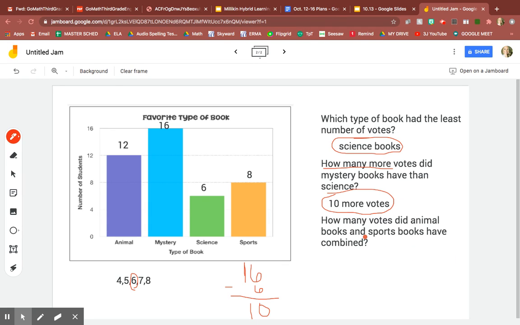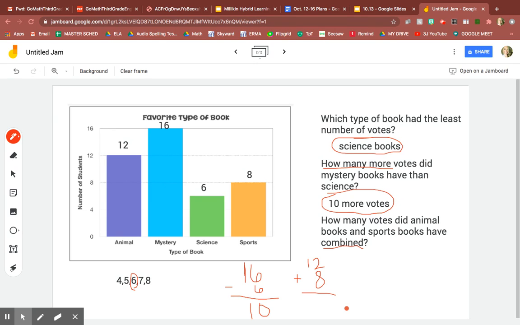And our last question: how many votes did animal books and sports books have combined? Combined tells me I need to add. So animal books and sports books. Animal books got 12 votes and sports books got 8 votes. So I need to do 12 plus 8. It's a little bit hard to write with my computer here, but that's okay. So 12 plus 8. Go ahead and come up with this answer and then resume this video when you're ready to check your answer.